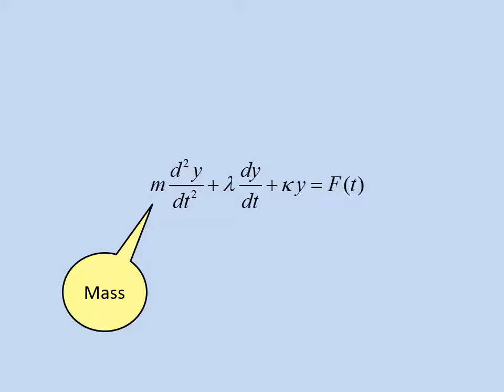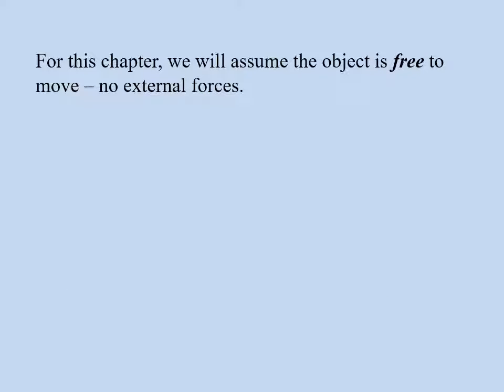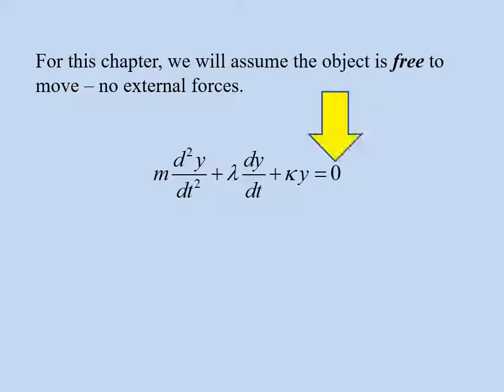The m is mass, which would be a constant. The lambda is the friction constant, and the kappa is the spring constant from Hooke's law. The F is the external force, if there is such a thing. Now we'll be solving our equation based on the assumption that there is no external force.